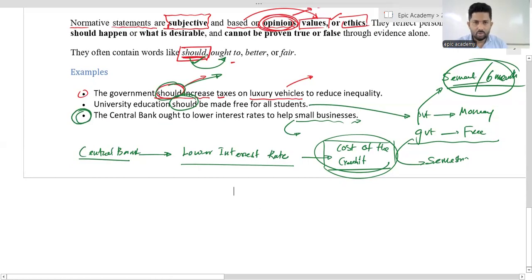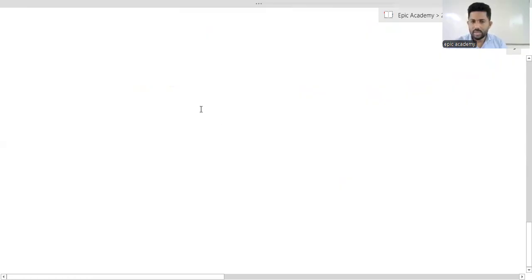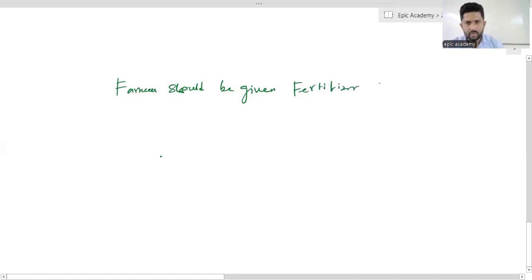Again, I will describe another example of a normative statement related to the Sri Lankan economy. Farmers who produce paddy. I mean, especially for paddy production, farmers should be given fertilizer subsidies. Fertilizer subsidy.